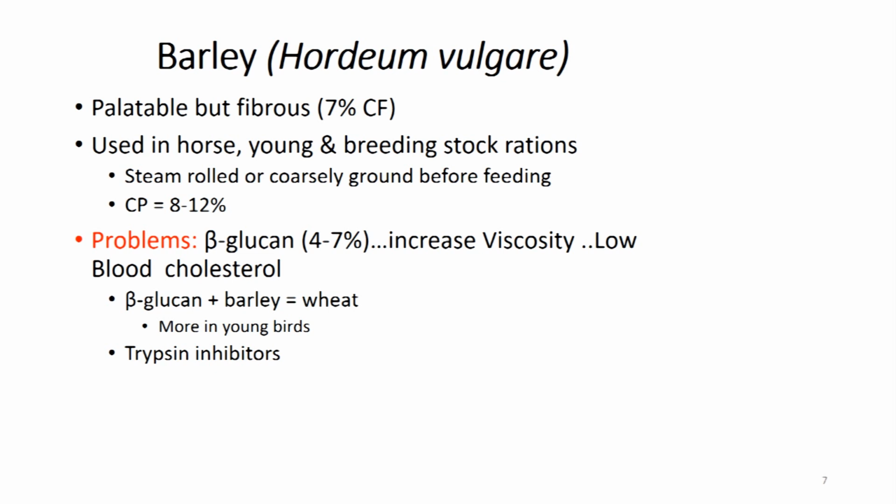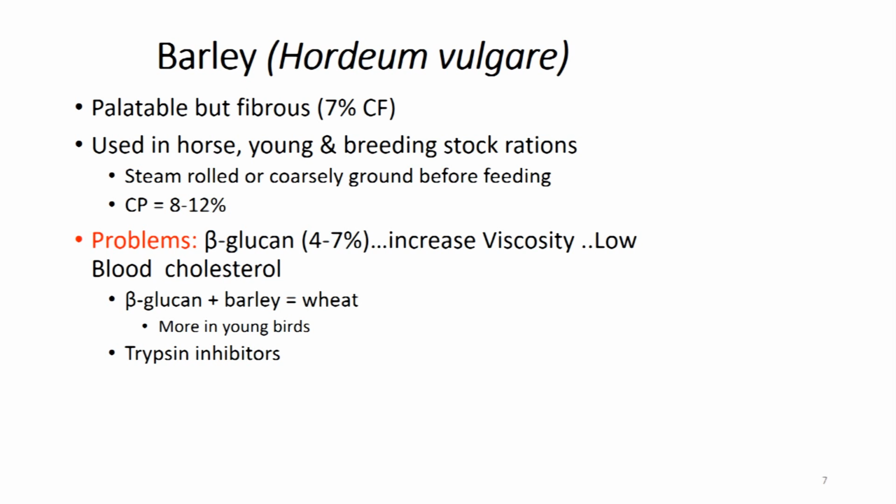For monogastric feeding and particularly for poultry feeding, steam rolling or coarse grinding of the grain is recommended. Its protein content is between 8 to 12%, like other cereal grains. The most important problem with this grain is the presence of beta glucans. Again, these are non-starch polysaccharides, and they are up to 7%. So like wheat, these non-starch polysaccharides increase the viscosity and reduce the digestibility of the diet. Though due to the presence of its fiber, it is helpful in reducing the blood cholesterol content.